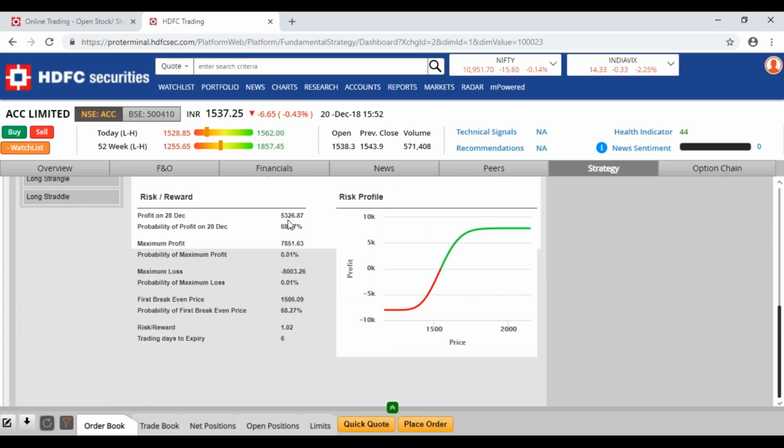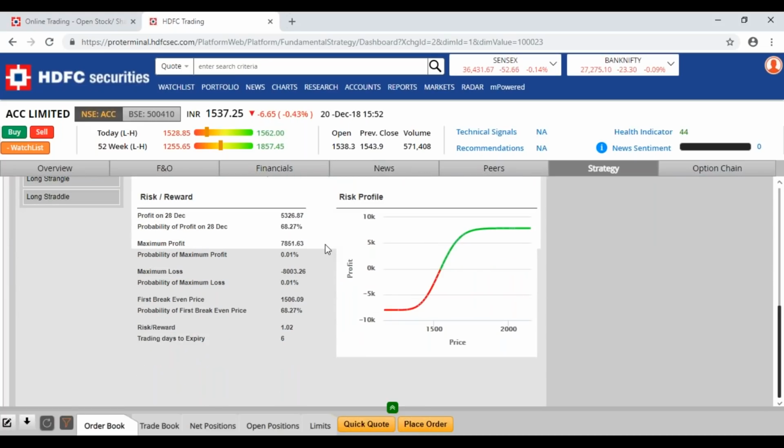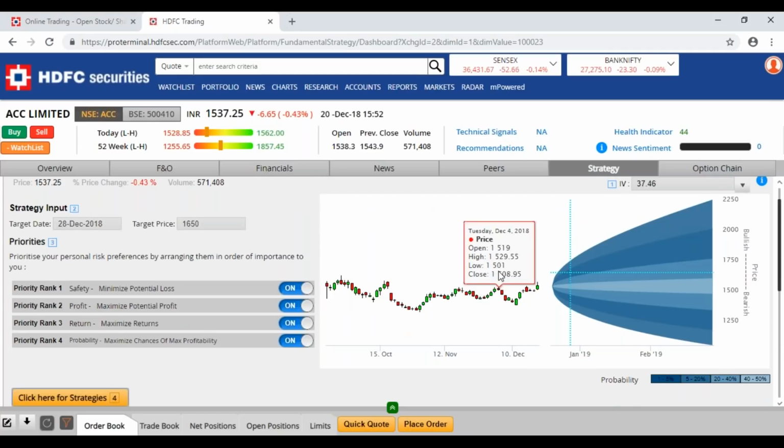And here you can see that my profit as on 28 December would be 5326, and the chances are about 68%, and my maximum profit can be 7851.63. And here is the payoff diagram as well. By doing this, you have made one buy and one sell, so you have limited your loss as well. This kind of diagram is displayed over here, which will give you information about the same. So that's how simple and easy it is.